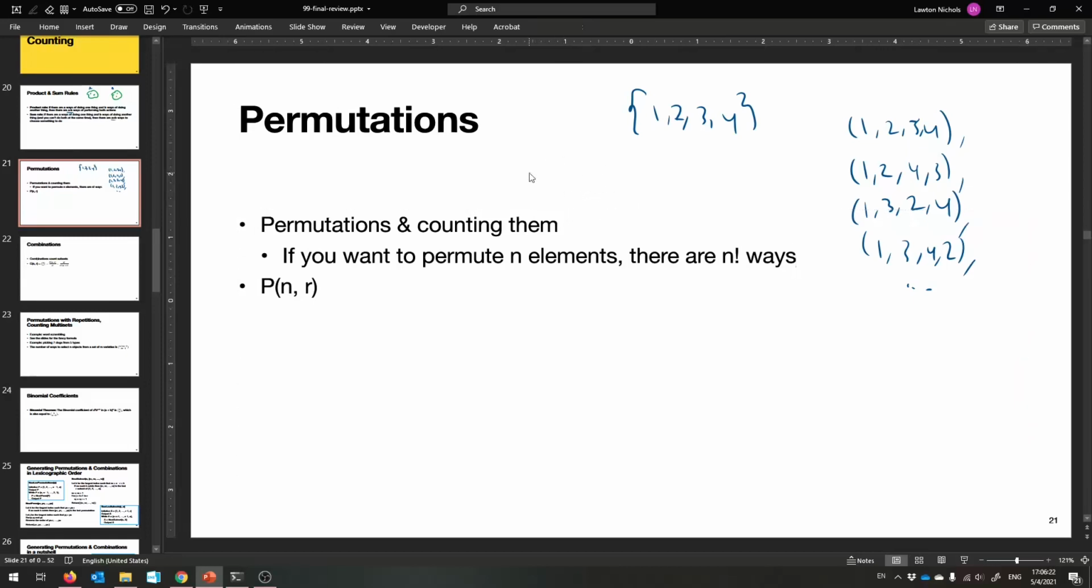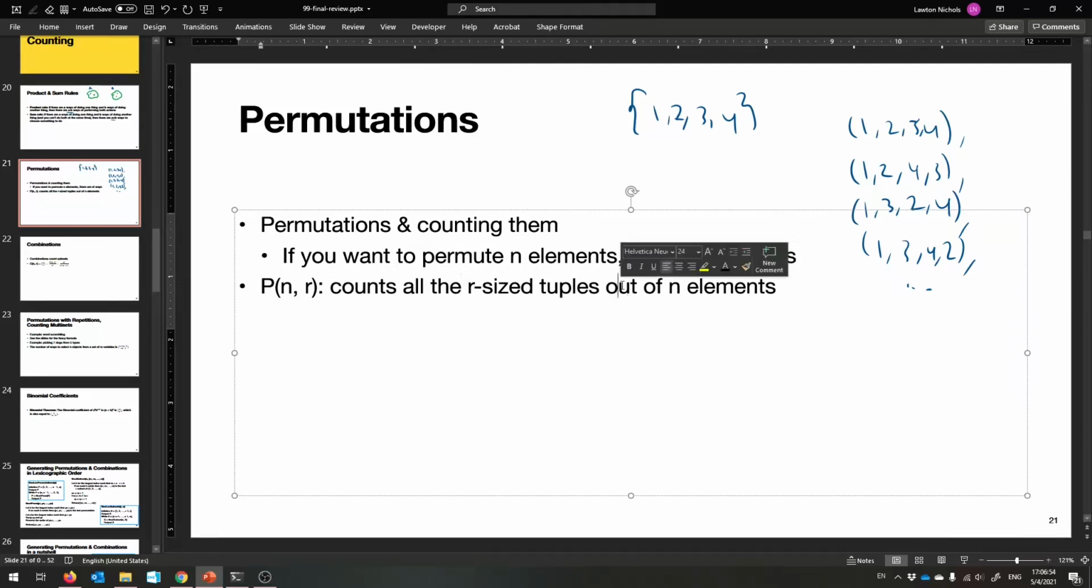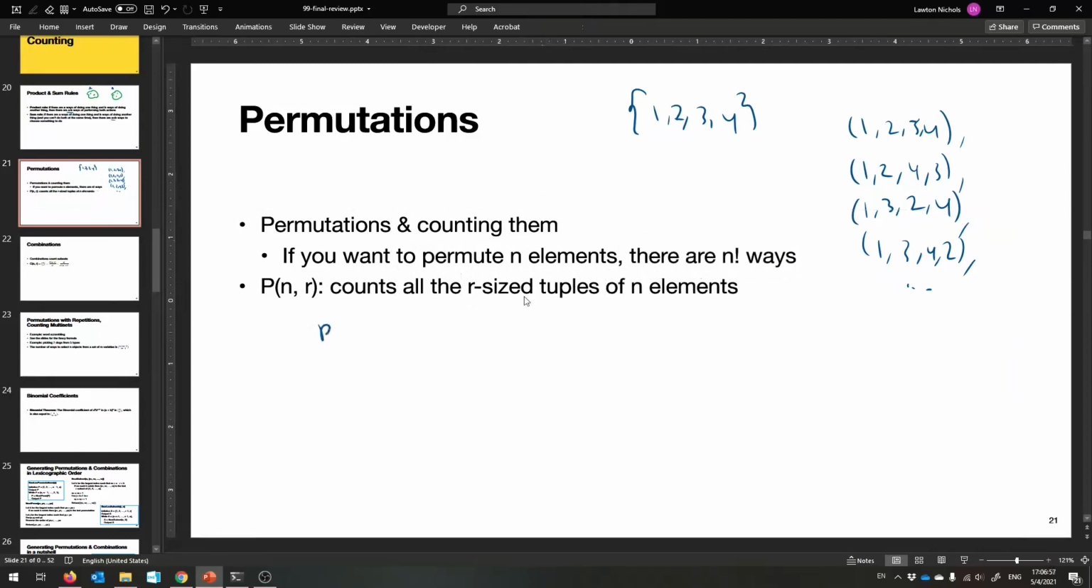Sometimes you have a set and you want to permute elements of it, but you don't want to permute every element. So maybe we only want to permute R-sized tuples out of n elements. So what we count are all the R-sized tuples of n elements. So P of 4, 3 is all the 3-tuples, all the triples of these 4 numbers in this set. That's how we count them.